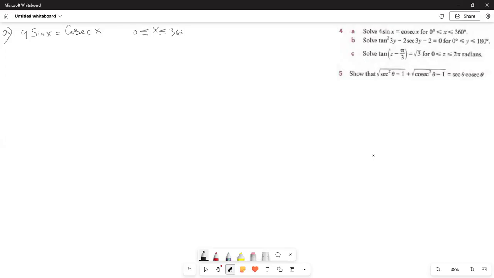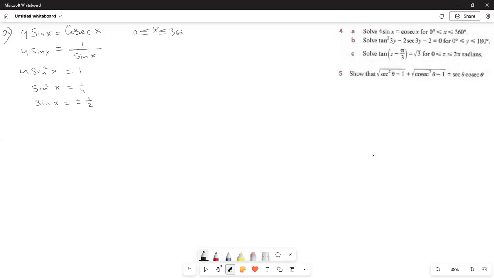Okay, pretty simple question. This cosecant x is 1 over sine x, right? So this is 4 sine x. It will become 4 sine square x equals 1. So sine square x is equal to 1 by 4. Taking square root will become sine x equals plus minus 1 by 2.